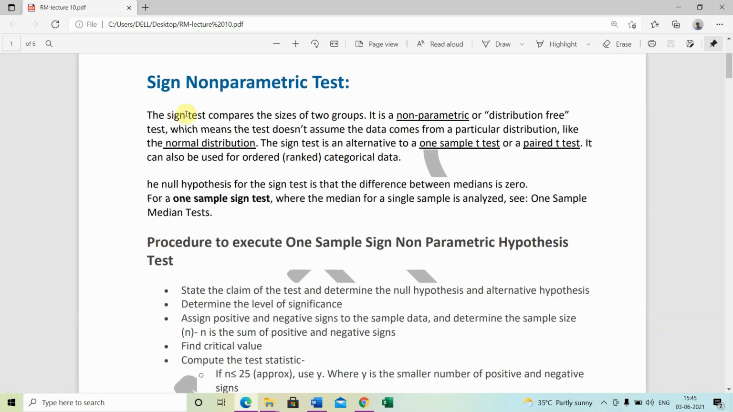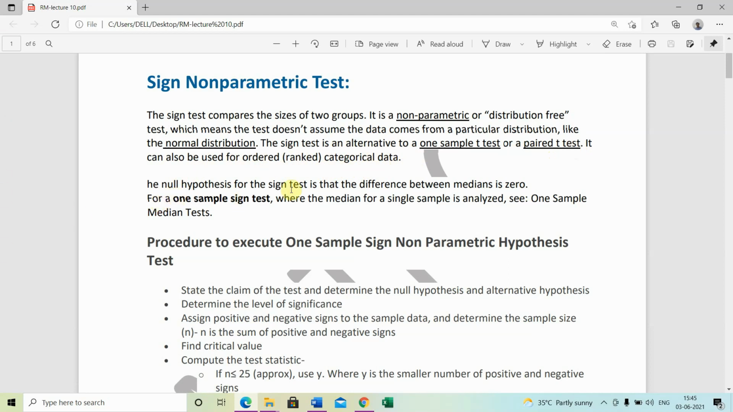सबसे पहले, what is the sign non-parametric test? The sign test compares the size of two groups. It is a non-parametric and distribution-free test, which means the test does not assume the data comes from a particular distribution like the normal distribution. The sign test is an alternative to one sample t-test or paired t-test. It can also be used for ordered ranked categorical data.